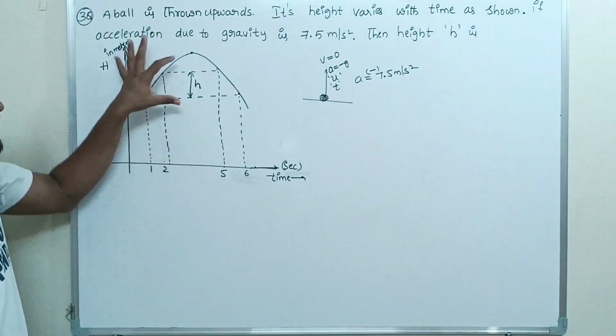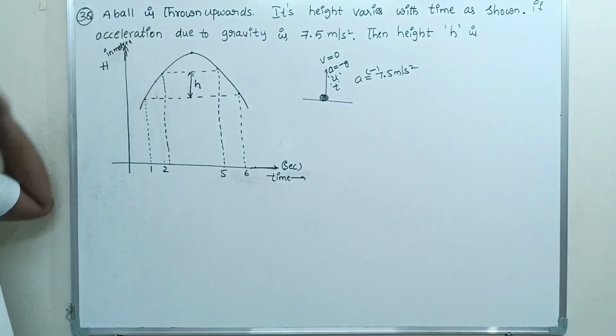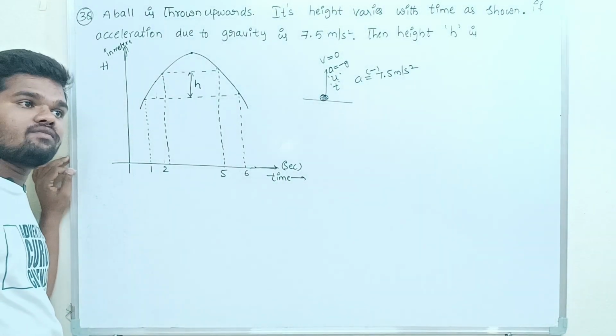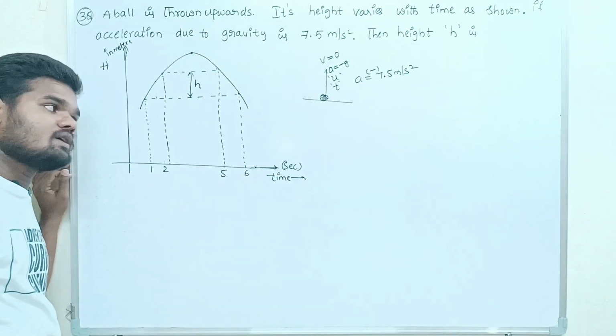Okay, so then height h is. From this graph, they are asking for this height. What is this height they are asking? Okay, let's pause the video and try the solution. 3, 2, 1, go.